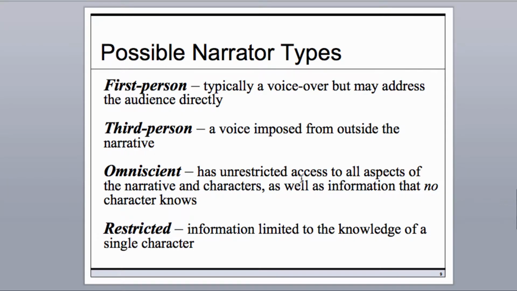Omniscient is unrestricted access to all aspects of the narrative and characters, as well as information that no character knows. So that omniscient would be from the camera's perspective, unrestricted as far as you learning more about the story and the characters, and no other character knows that information in the film. And then restricted information that provides limited knowledge of a single character. You learn it from the narrative, but the other characters might not know it in that storyline.